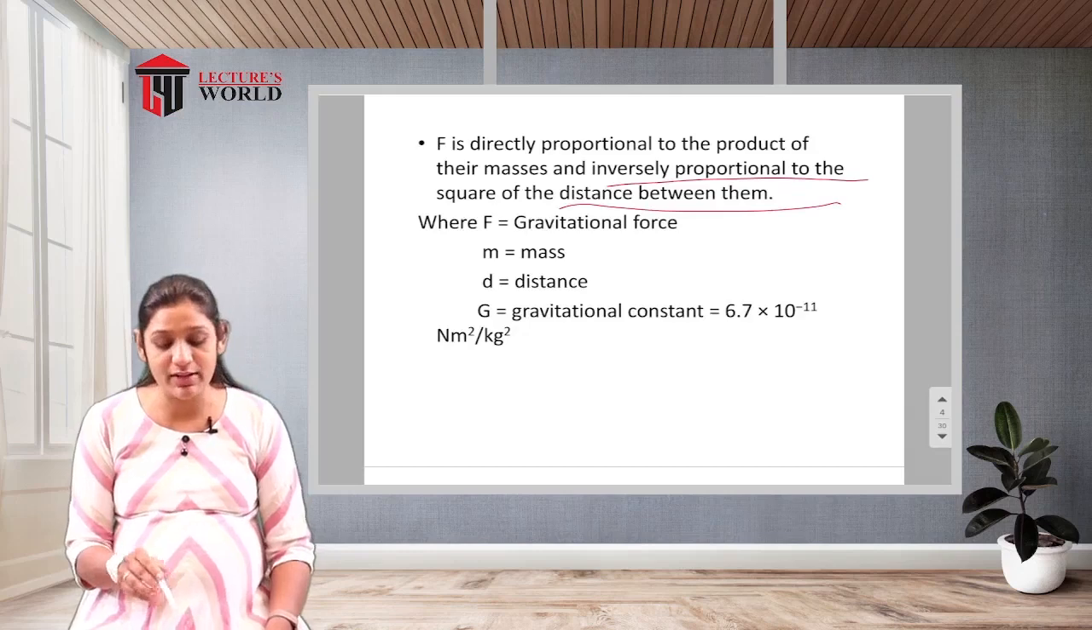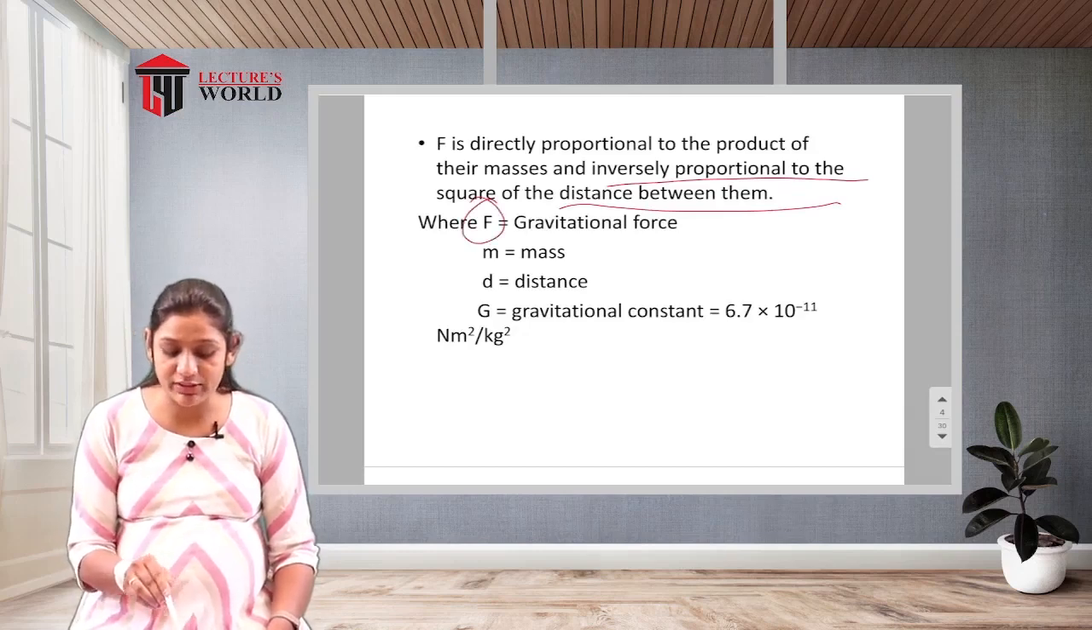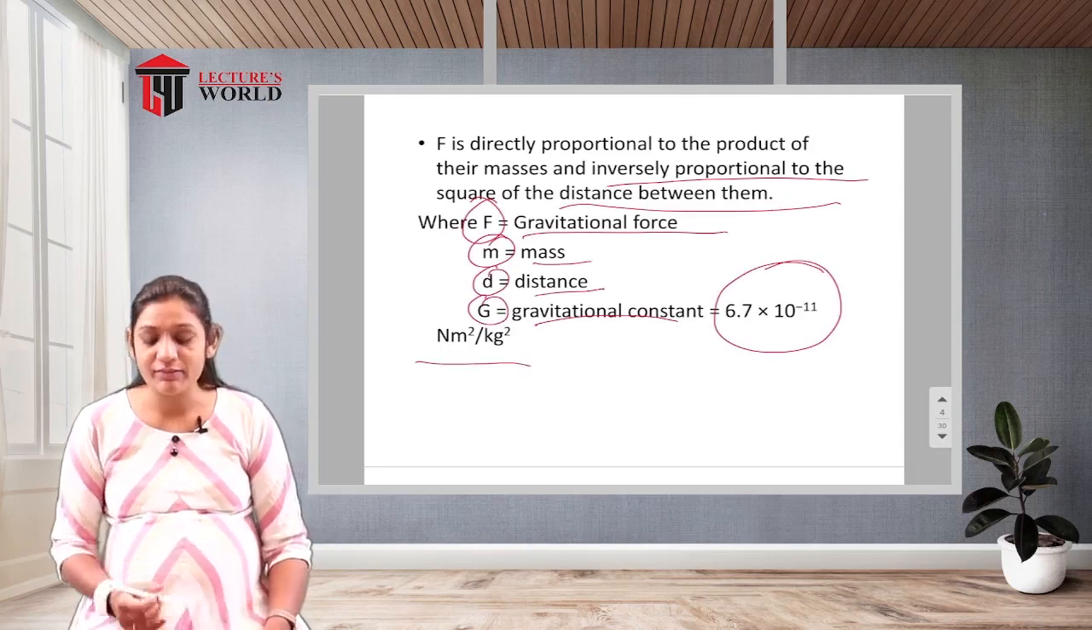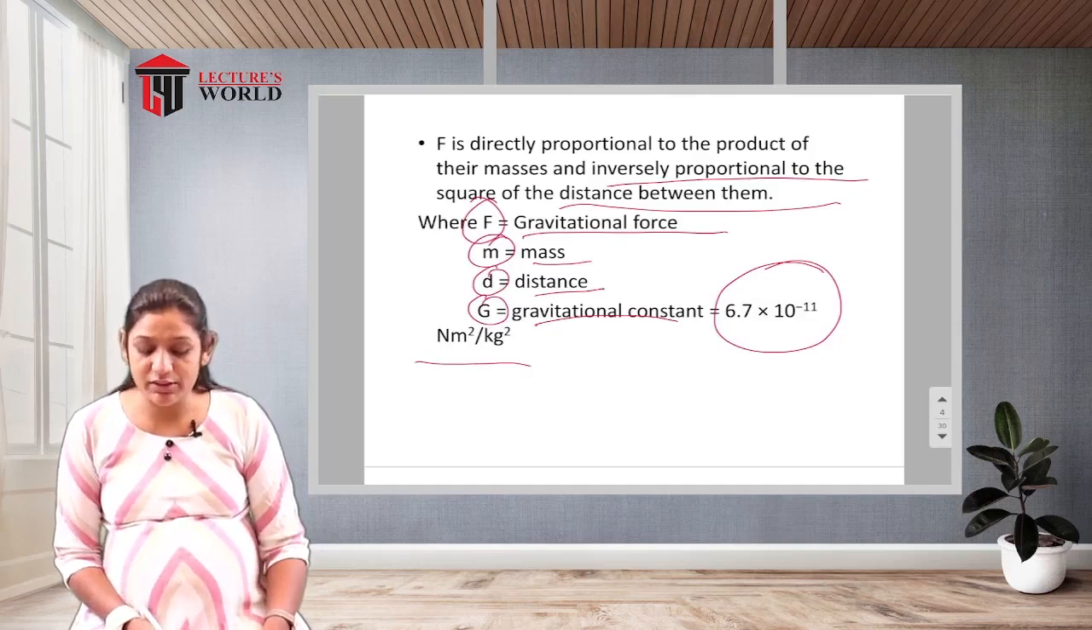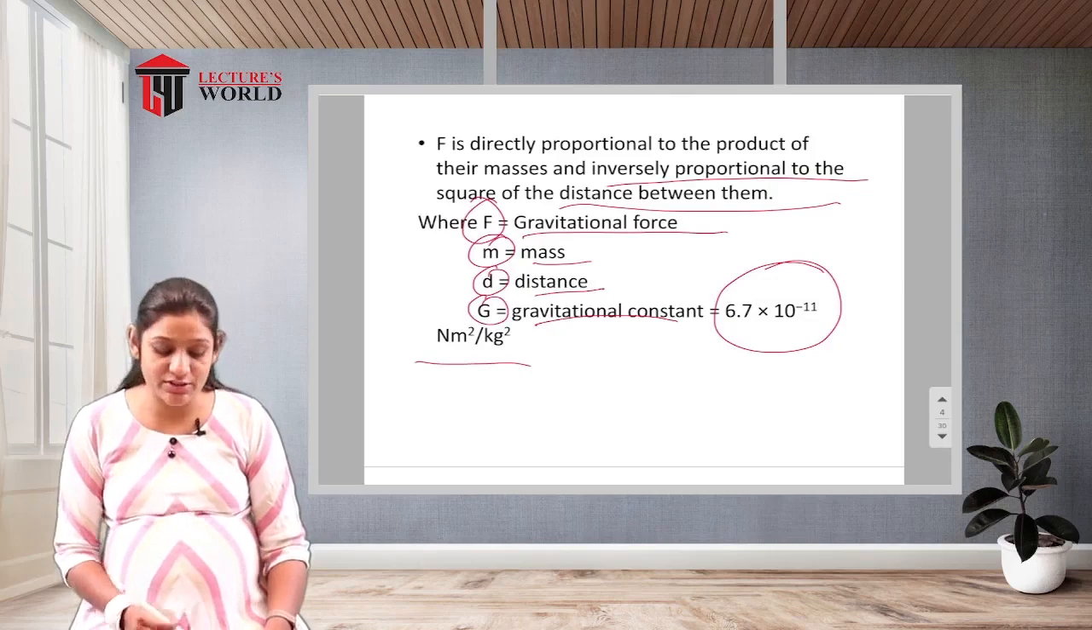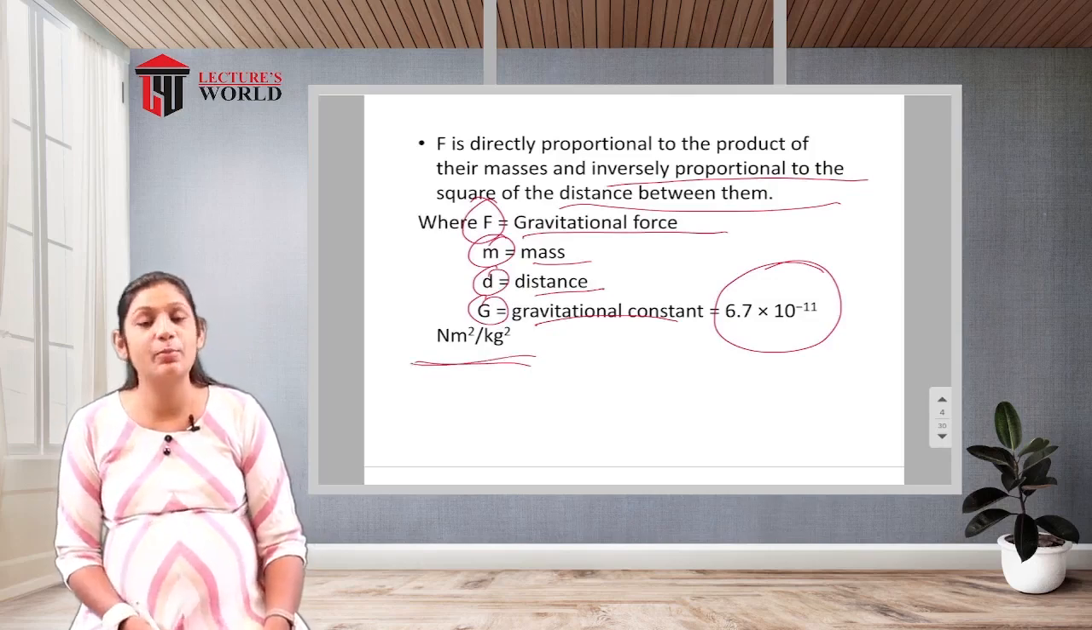Let us talk about them. F is equal to gravitational force, m is equal to masses, d is equal to distance, and G is equal to the gravitational constant, which is 6.7 into 10 raised to minus 11. This is the gravitational constant, in Nm square per kg square.